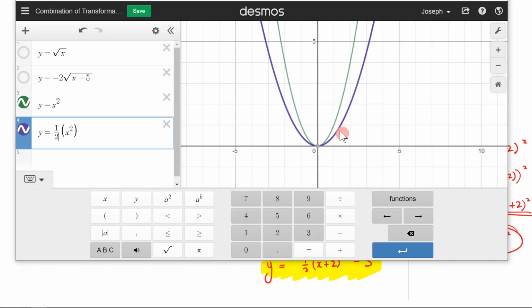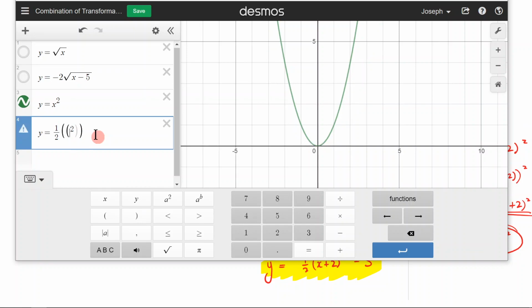Then I have a reflection in the y-axis. Now, if I reflect this in the y-axis, it's not going to change anything. And I can show you that. It's not going to change a thing. As you can see there, if I replace x with negative x, it's just the same.